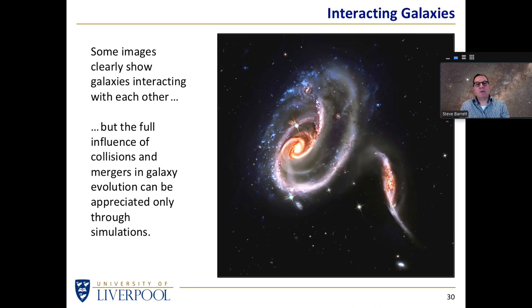When we look out into the universe, we find a lot of galaxies are interacting with each other. Here, the spiral arms of this galaxy are being perturbed by the fact that there's another galaxy in the bottom right there. But even with lots of snapshots like this, it's difficult to appreciate just what the role of galaxy interactions is in galaxy evolution.